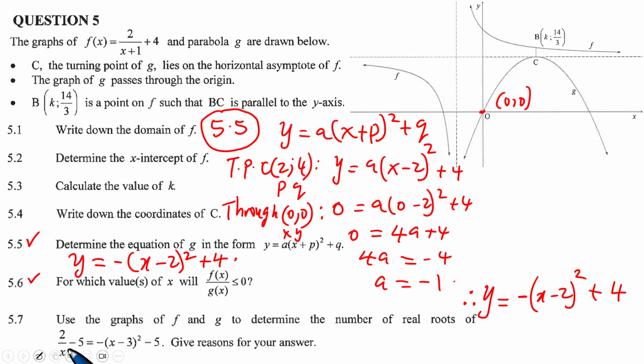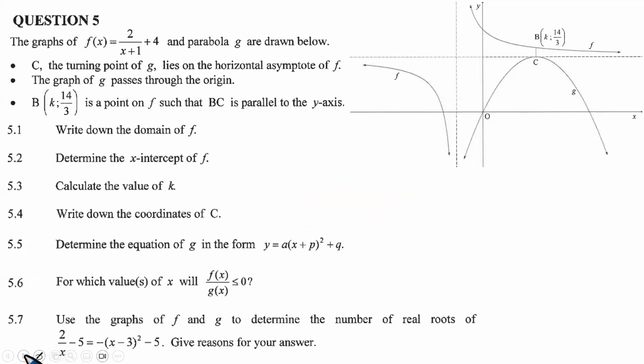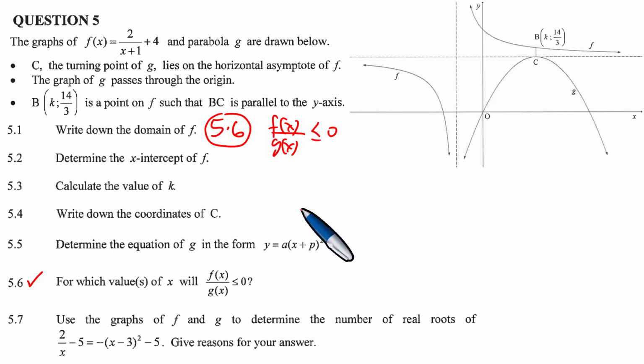Let us do 5.6. To do 5.6, there are a couple of things that we need to consider to answer the question. For 5.6, we need to deal with f of g of x, which is less than or equal to 0. There are two instances in terms of signs, so we need to study the signs. You can have a positive and a negative sign, and the result becomes a negative sign. A negative sign can be viewed as less than or equal to 0.